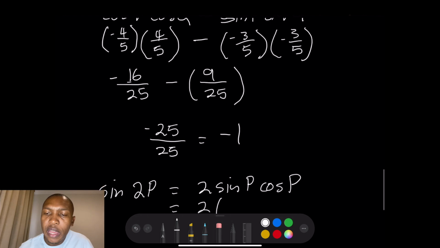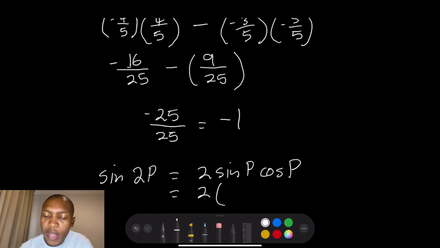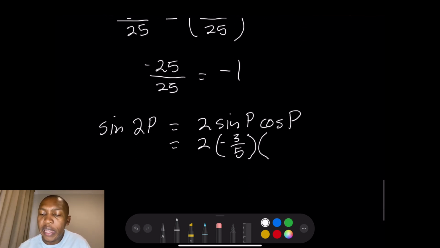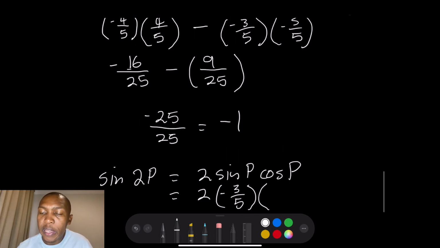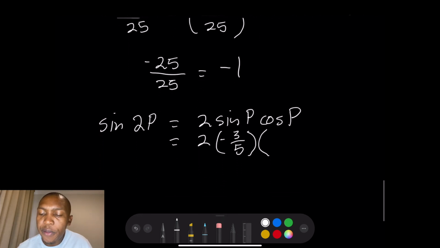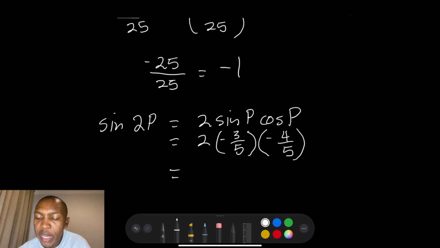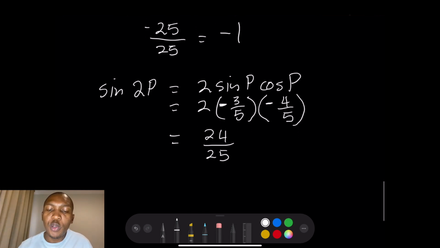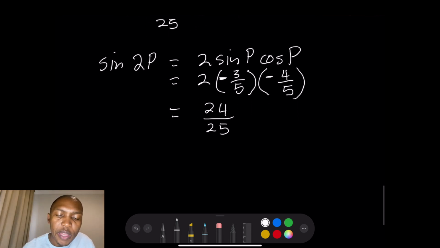Let's see there. I think sine of p was negative 3 over 5, minus 3 over 5. Please correct me if I've made an error there. And cos of p, let's see, cos of p was negative 4 over 5. In this case, of course, we can work that out. Negative times a negative again, that would be positive. 3 times 4 is 12 times 2. That's 24 over 25.